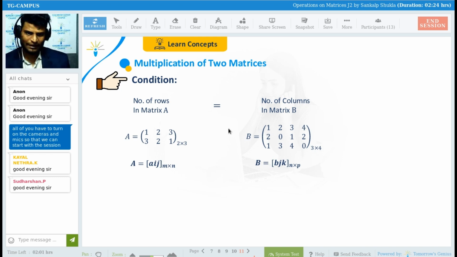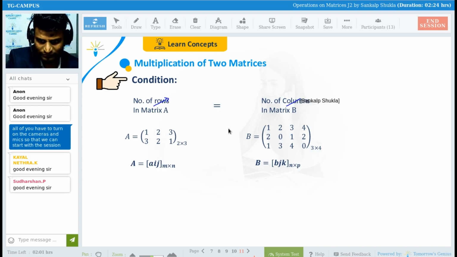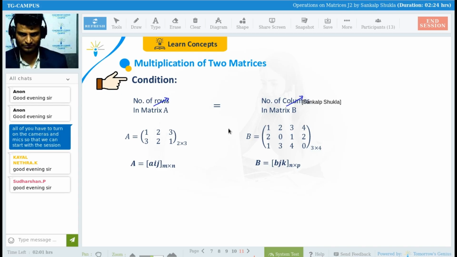Okay. And please ignore whatever is written on the slide, because my typing department does not have that much technical knowledge, so that is why they are committing mistakes.